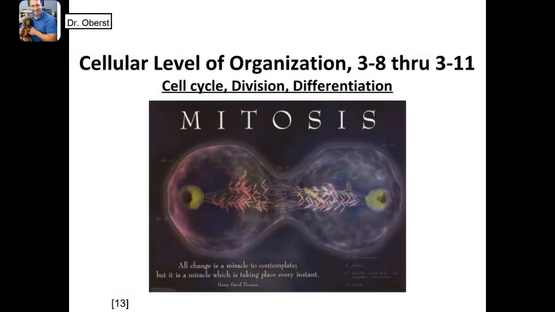Okay, my friends, check it out. We're going to work on our final voice thread for the cellular level of organization. And this is where we discuss how cells reproduce themselves. This is called the cell cycle. And this image here is an excellent depiction, I think, of when cells reproduce.